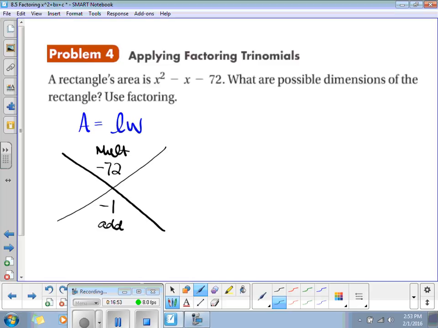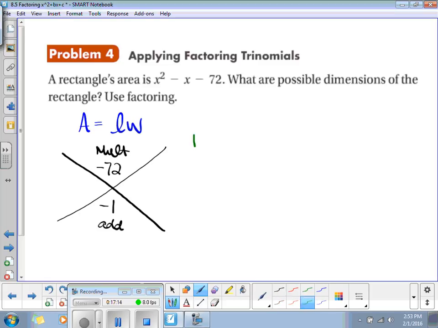Careful. There's a negative here. Minus, the sign is also the operation, or the operation is also the sign of the number that follows, right? So that is a negative 1. All right. So, factors of 72.